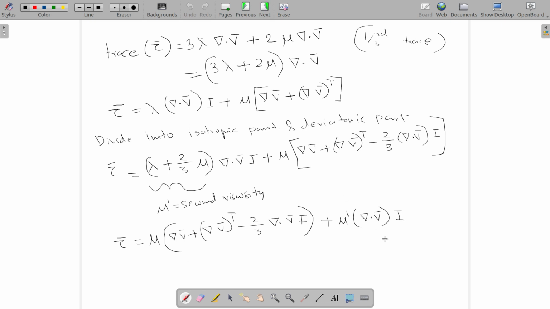Let's actually get rid of this last part. For that, we'll define p bar as p minus mu dash del dot v. We'll use p bar here. This part can be neglected, but let's define p bar and we'll subsume this part with the pressure. This is actually the difference between the quantity called thermodynamic pressure and mechanical pressure. The difference between these two quantities arises because of second viscosity.